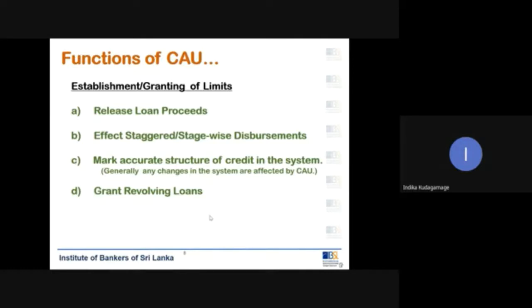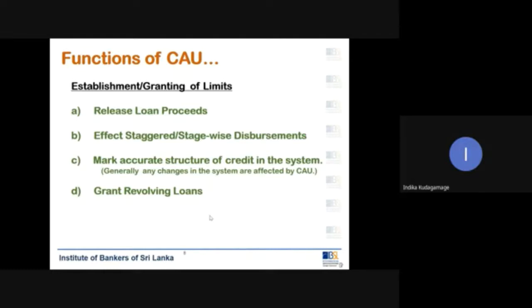Then release loan proceeds. That's what we call disbursements. They have to look after the disbursement. Branch should not just disburse. You should get the supporting documents. Those things should be checked and then do the disbursement. If the disbursement is staged, like you are disbursing for building construction, then CAU should look after the proper disbursement. Like you need to get visit reports, you need to get engineer certificates, everything should be checked and then do the disbursement. You can't just do a lump sum disbursement.